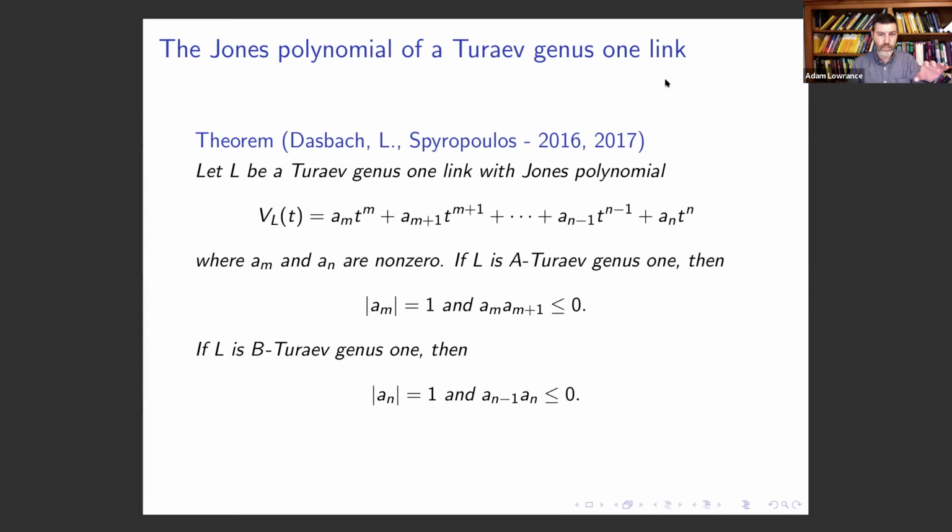If you're A Turaev genus 1, then the trailing coefficient has to be absolute value 1, and the first and the second coefficient have to be opposite in sign, except that they could possibly be 0. So either one positive and one negative, or one of them being 0. If one of them's 0, it has to be the second one, because I wouldn't have written the first one as 0. And then if you're B Turaev genus 1, that happens on the other side.